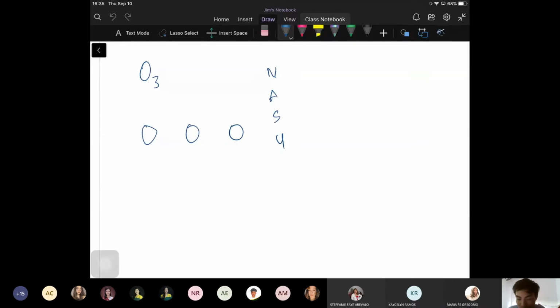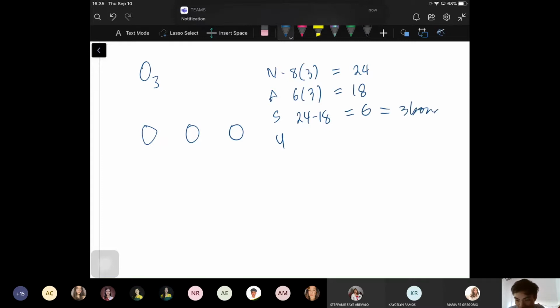So, let's do the NASO rule for ozone. Oxygen will follow the octet rule, so that's 8 times 3: 8, 16, 24 electrons needed. Oxygen has 6 valence electrons, 6 times 3 is 18 electrons. So, that's 24 minus 18, 6, or 3 bonds. So, we have to have 3 bonds here. So, 1, 2, where do I put the third one? Anywhere. There, the third line.